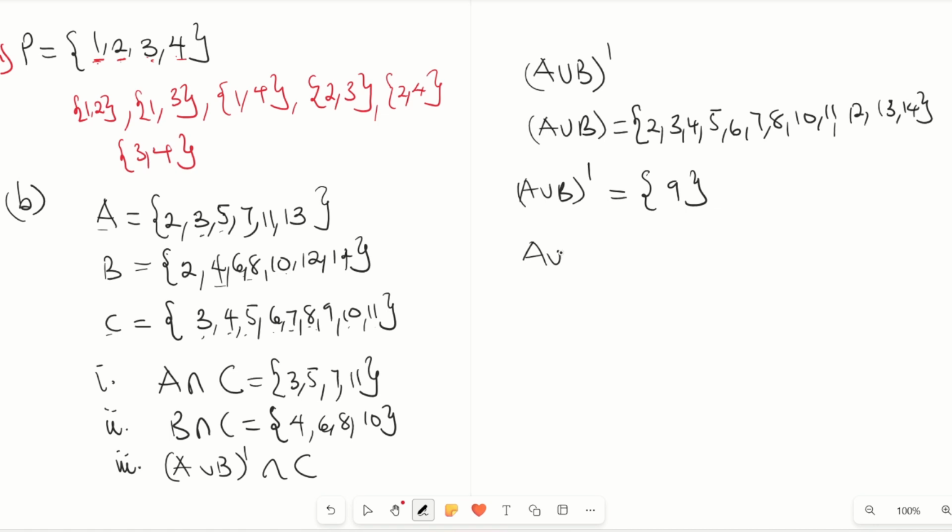So now we can find A union B complement intersection C. So we need to see whether 9 is in C, right? So when we look at C, 9 is also there. So it means A union B complement intersection C is 9, right? So basically in this question, we have been given sets that have been described for us, and we are asked to list the elements and use that to be able to find some notations like A intersection C, B intersection C.